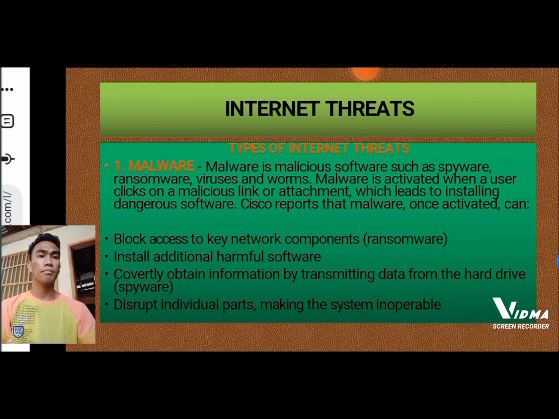Cisco reports that malware, once activated, can block access to network components (ransomware), install additional harmful software, covertly obtain information by transmitting data from the hard drive (spyware), or disrupt individual parts, making the system inoperable.